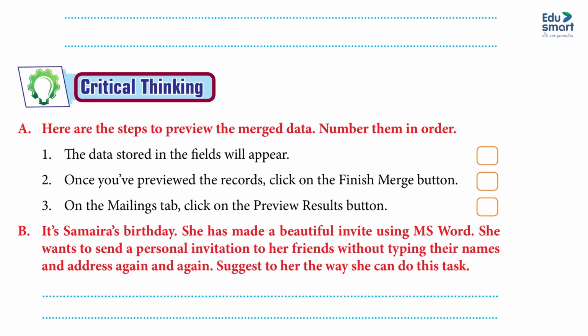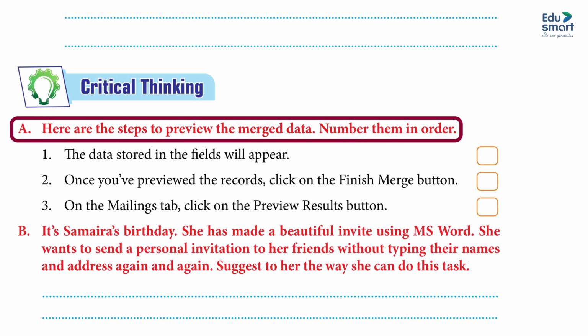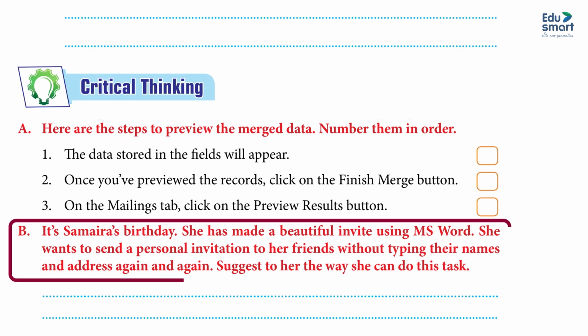Critical thinking. A. Here are the steps to preview the merged data. Number them in order. Answer: Students will do it themselves. B. It's Samara's birthday. She has made a beautiful invite using MS Word. She wants to send a personal invitation to her friends without typing their names and addresses again and again. Suggest to her the way she can do this task. Answer: Students will do it themselves.